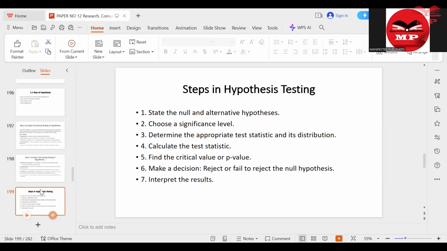So these are the steps in hypothesis testing, which will start with step 1, state the null and alternative hypothesis. Step 2, choose a significance level. Step 3, determine the appropriate test statistic and its distribution. Step 4, calculate the test statistic. Step 5, find the critical value or p-value. Step 6, make a decision, that is, reject or fail to reject the null hypothesis. Step 7, interpret the results.